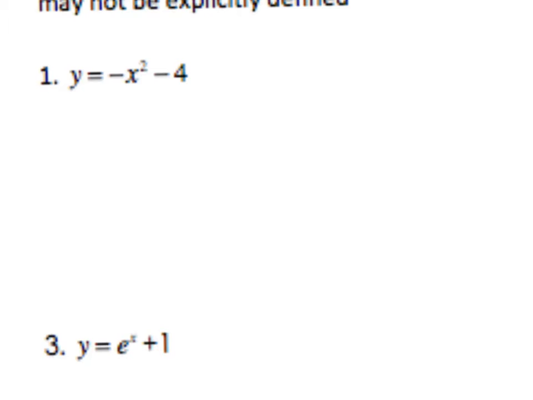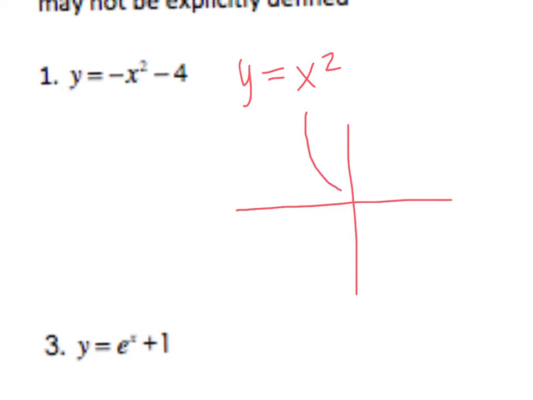So in number 1, you've got y equals negative x squared minus 4. Let's first talk about the parent function. Think about what the parent function is right now. If you said the parent function was y equals x squared, you would be correct. So I'm going to go ahead and just sketch this graph, and it's going to look like this. Whoops, let's do that a little bit better. That looks a little bit better. Okay, so there's my parent function.